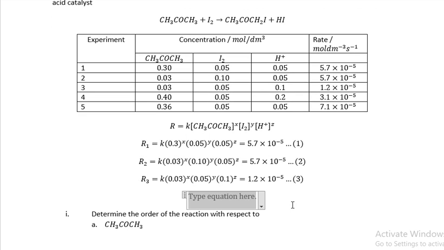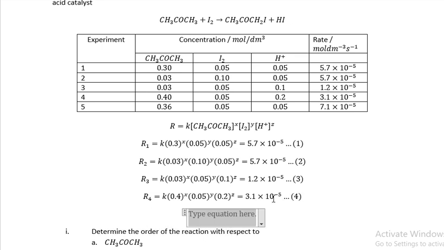Now let's go to rate 4. Rate 4 will be equal to, we have K, then we have 0.4 raised to the power x, we have 0.05 raised to the power y, and we have 0.2 raised to the power z. What is the value of the rate for experiment 4? Here it is. We can call this equation 4.